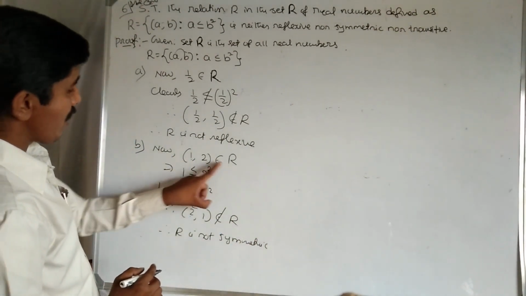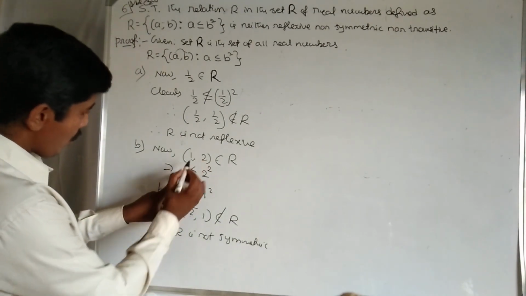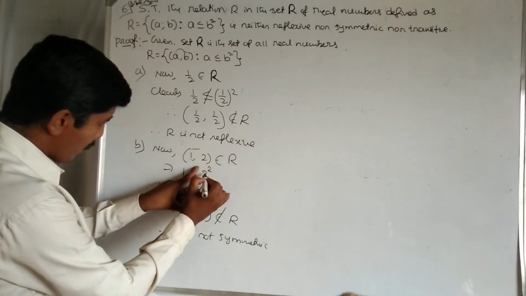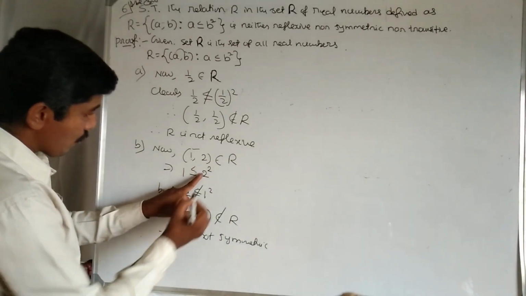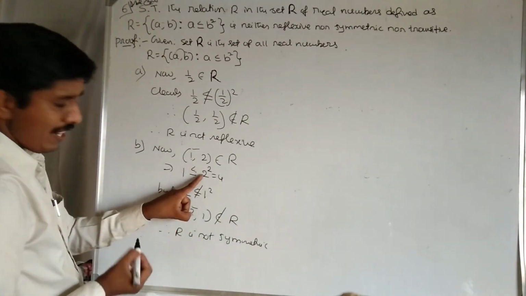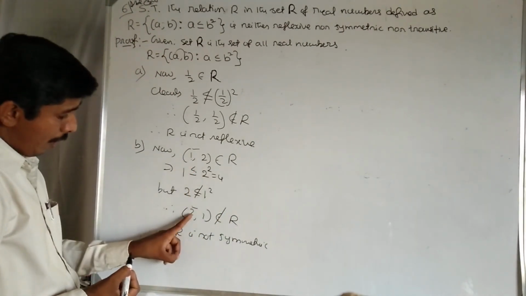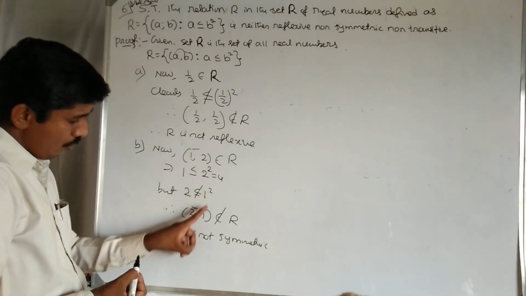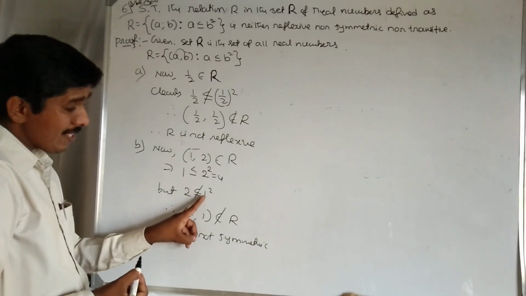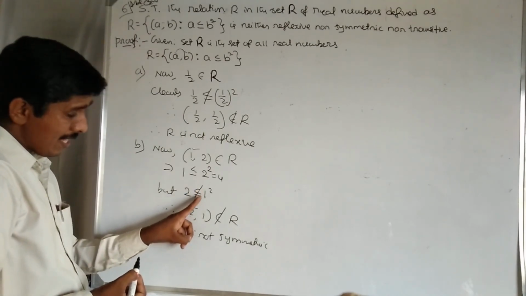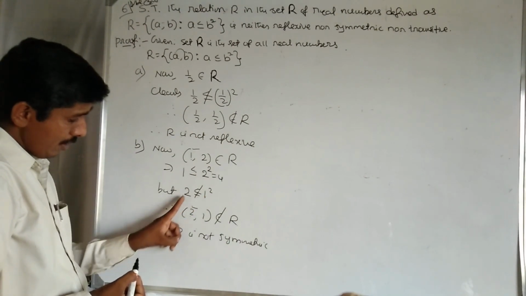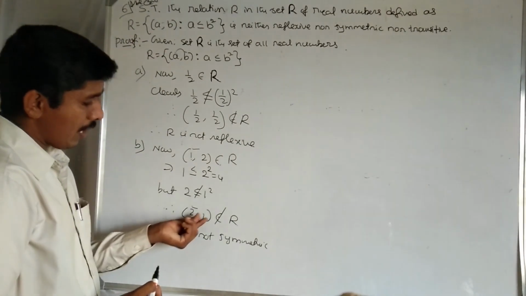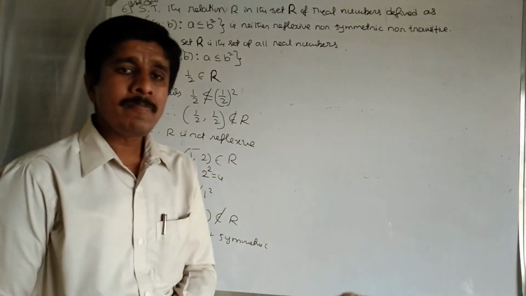1 comma 2 belongs to relation. Write relation between first element and second element. First element 1 is less than or equal to square of the second element 2. Correct. Clearly 1 is less than 2 square, 2 square means 4. But what is the relation between 2 and 1? Here first element 2 is less than or equal to square of the second element 1? 2 is greater than 1 but not less than or equal to 1. Correct. Therefore 2 comma 1 does not belong to relation. 1 comma 2 belongs to relation, 2 comma 1 does not belong to relation. Therefore it is not symmetric.